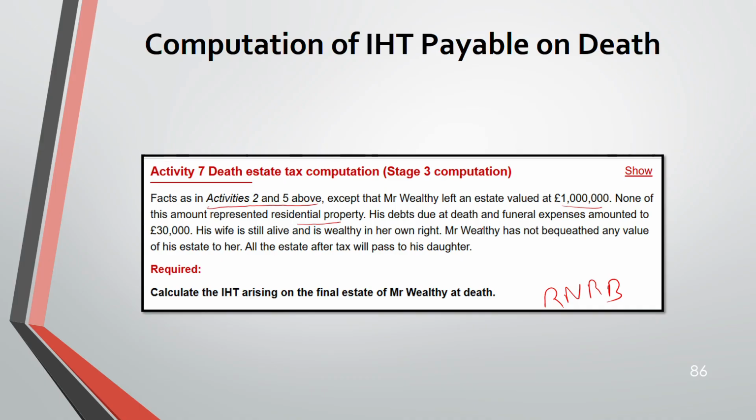His debts due at death and funeral expenses are 30,000. His wife is still alive and is wealthy in her own right. Mr. Wealthy has not bequeathed any valid estate to her. All the estate after tax will pass to his daughter. Remember, for a daughter there is no exemption, but if he had left it to a spouse, everything would be exempt. But he did not leave anything to his wife. So let us calculate IHT.